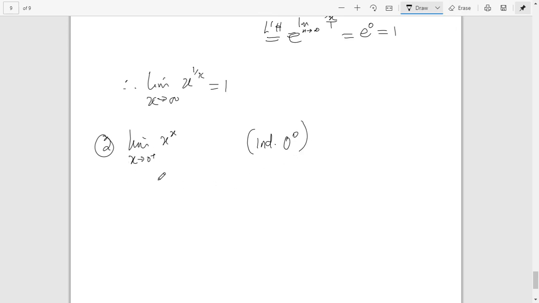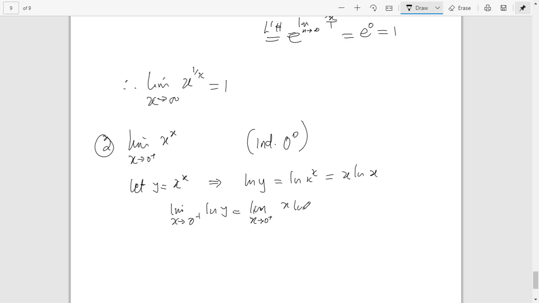So what can we do about this? Well, maybe we'll do it the other way around. Let's let y be equal to x to the power of x. This means that the natural log of y is equal to the natural log of x to the power of x, which is the same as x ln of x. So the limit as x tends towards 0 from the right of the natural log of y is equal to the limit as x goes to 0 from the right of x ln of x.